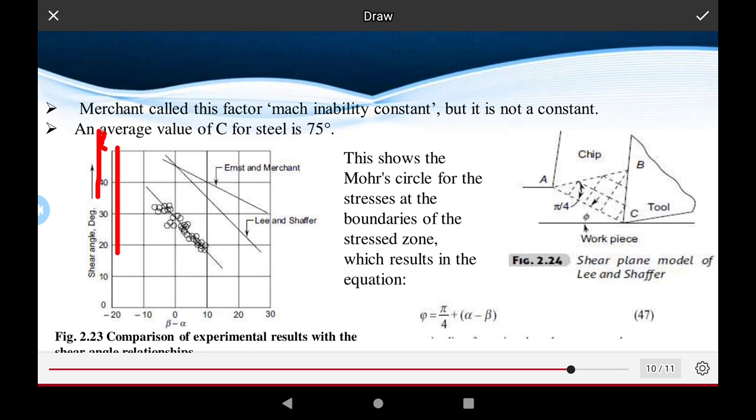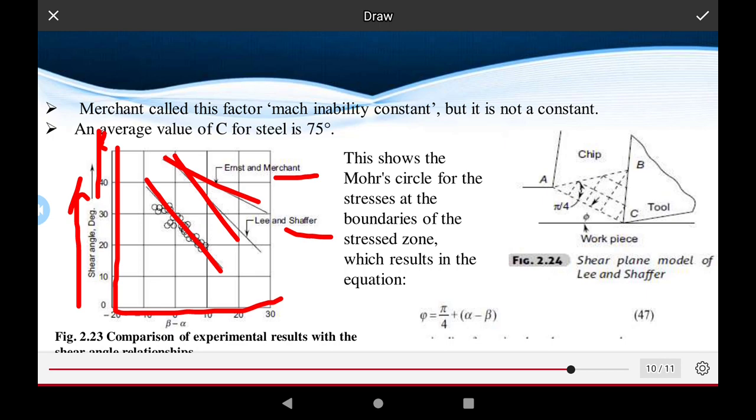This graph presents the comparison of the experimental result for the shear angle relationship. This portion is the shear angle, and this portion is alpha minus beta. This is the linear estimation of the Merchant circle and the Lee and Shaffer theory. This is the presentation for the Lee and Shaffer theory, where C for steel is the 70 degree value.